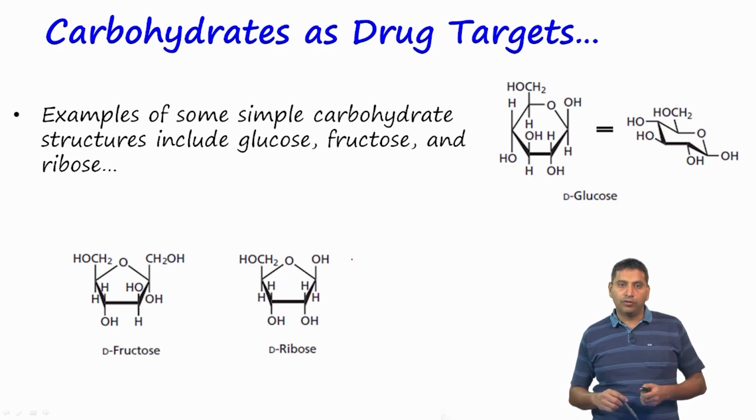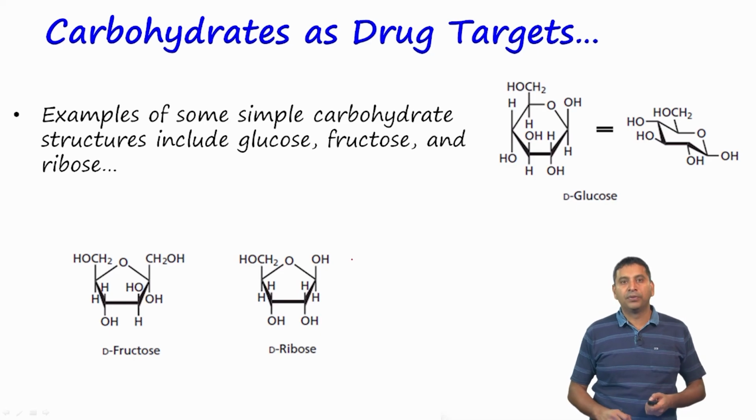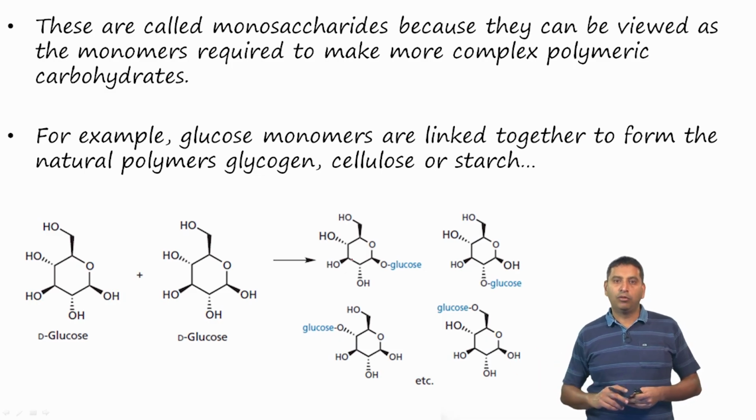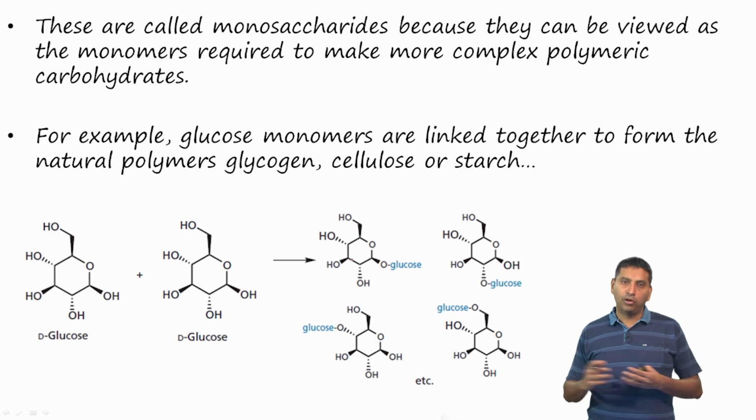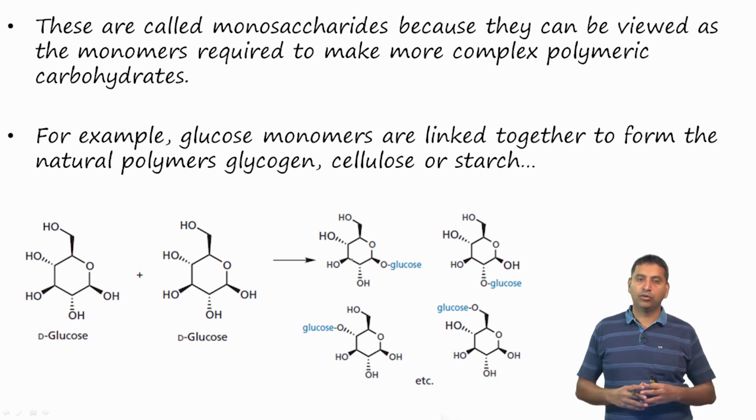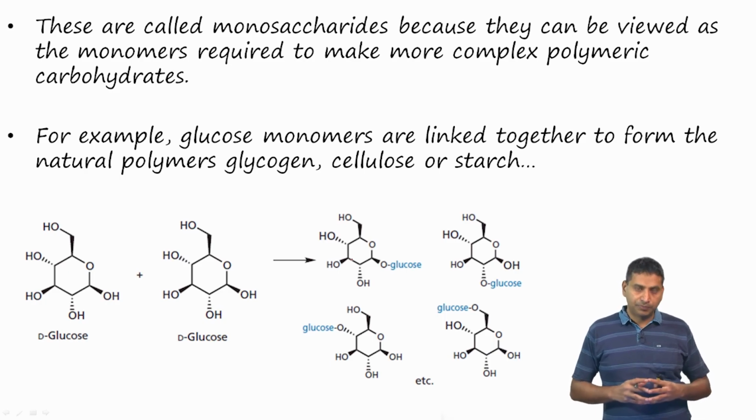The structure of fructose and ribose is shown here. These are known as monosaccharides, and these are essentially monomers, and these can combine and form oligomers or polymers. And because sugars have multiple hydroxyl groups on them, the combination can be fairly complex.